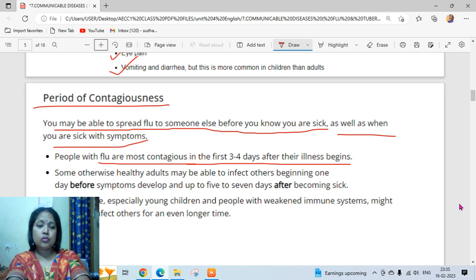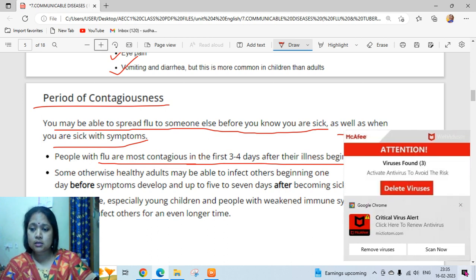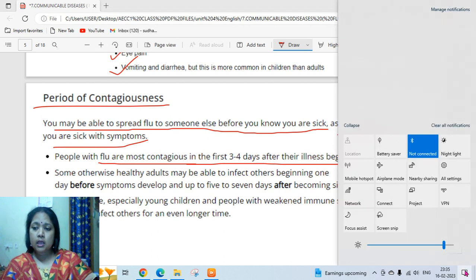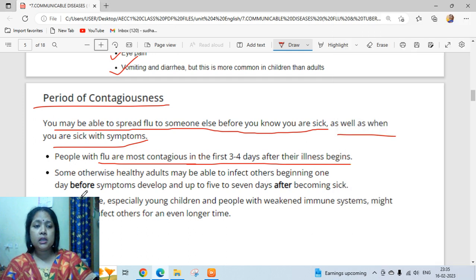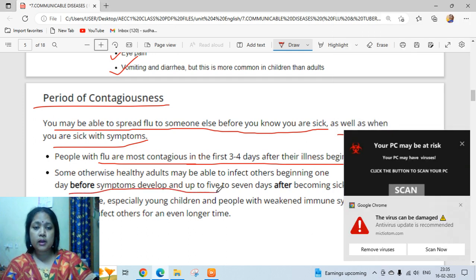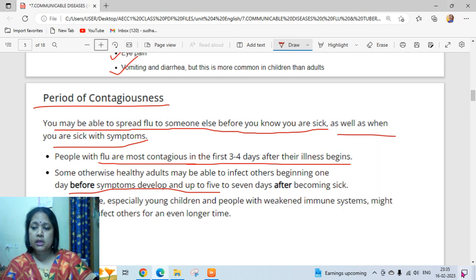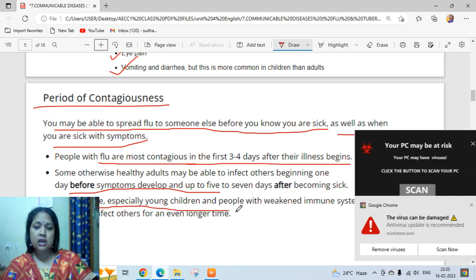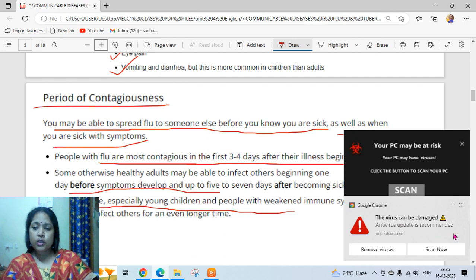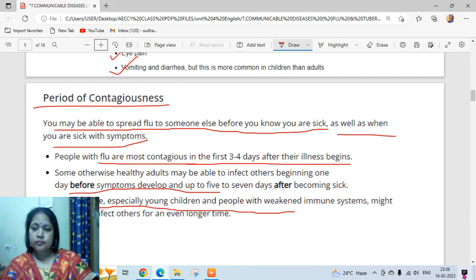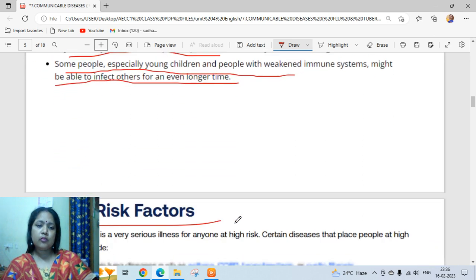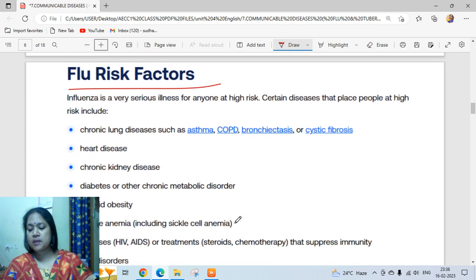Okay, so some otherwise healthy adults may be able to infect others beginning 1 day before symptoms develop and up to 5 to 7 days after becoming sick. Some people, especially young children and people with weakened immune systems, might be able to infect others for an even longer time. Okay.